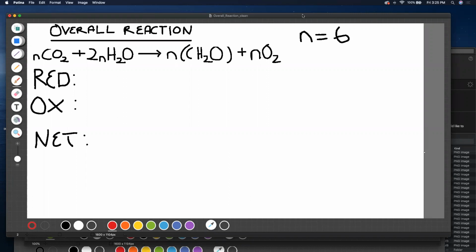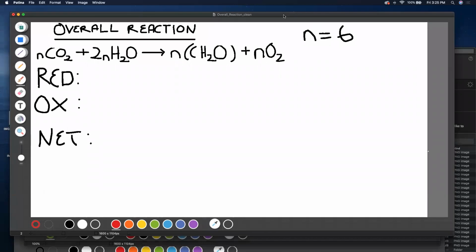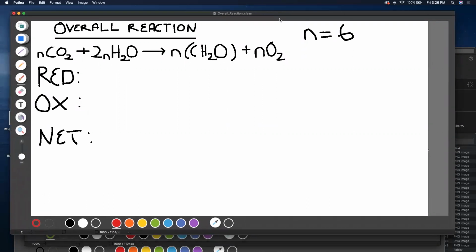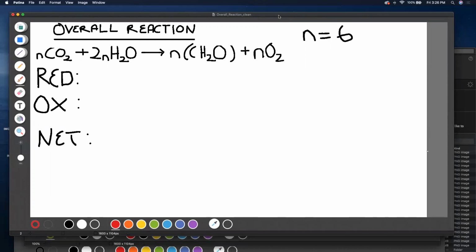Redox reactions in photosynthesis. So we'll go through the overall photosynthesis reaction, the light-dependent part of photosynthesis, as well as the light-independent photosynthesis redox reactions.